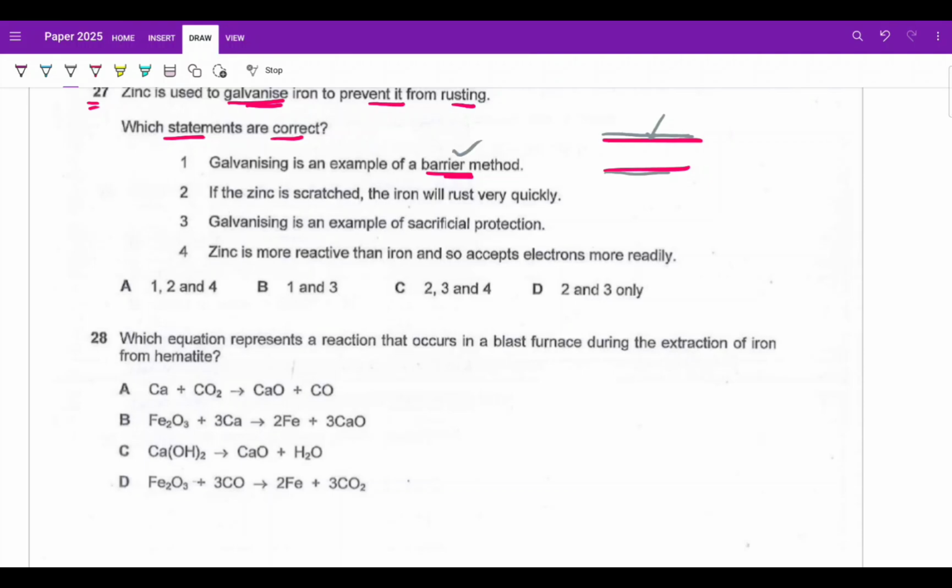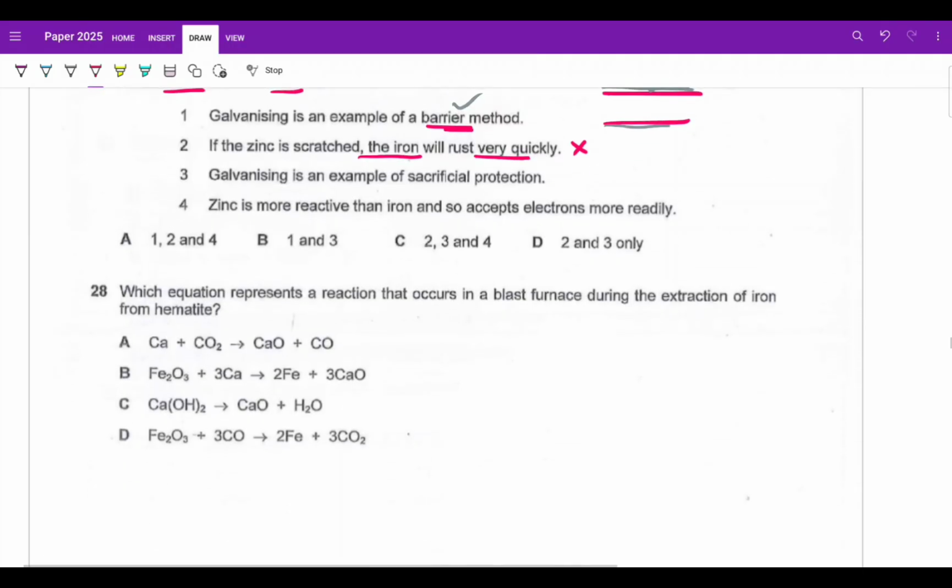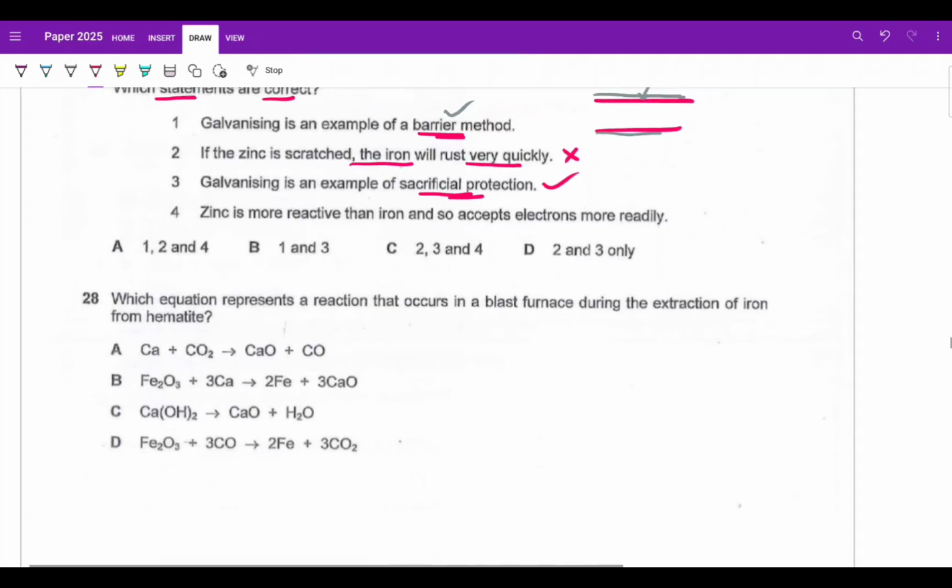If the zinc is scratched, the iron will rust very quickly. No, zinc prevents rusting of iron by providing electrons. It is an electrochemical process. Hence, even if the zinc is scratched, the iron will not rust quickly. Galvanizing is an example of sacrificial protection. Yes, zinc is losing electrons instead of iron. Zinc is more reactive than iron and so loses electrons more readily.